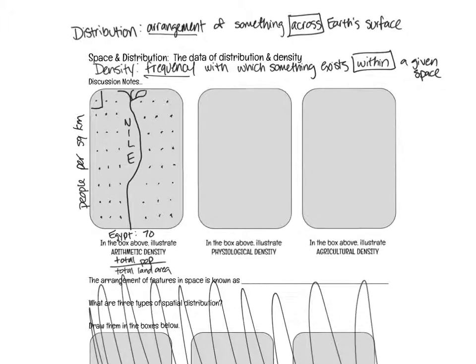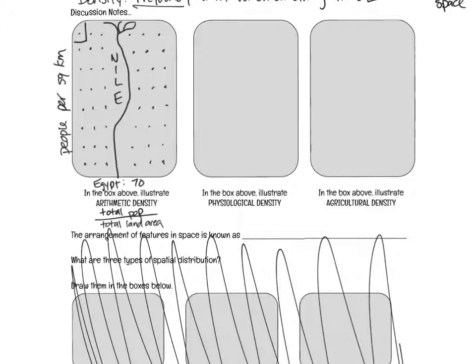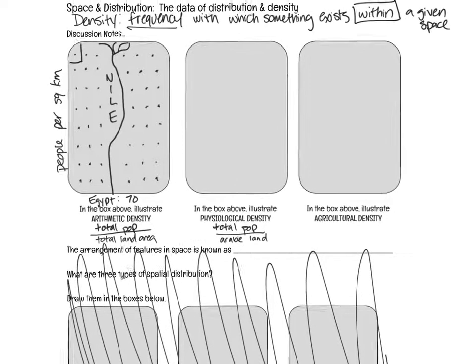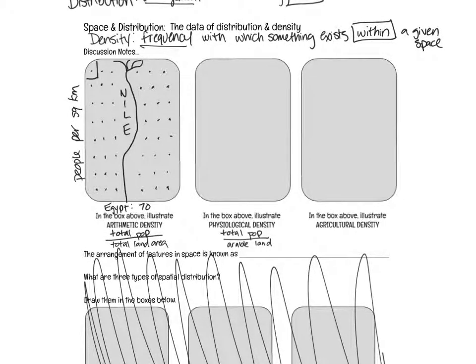Okay, so with physiological density, the equation is going to be total population divided by the arable land. Do you remember reading about arable land last week? What is arable land? Anyone? Not just livable, but farmable, okay? So you can plant crops and grow things there, and make use of that land. So in our Egypt example here, we're still going to go with the Nile.